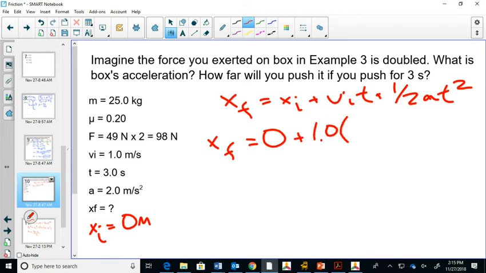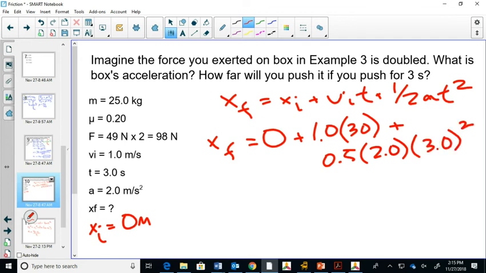1.0. How long are we going for? 3 seconds. Plus, I'll move down here, 0.5 times, what's my a? 2, we just found it, times 3.0 squared. Just to remind you again, order of operations, because I can't tell you how many times I'm helping people and they don't do order of operations correct. Squaring the 3 first, right? Multiply the 3 pieces, multiply the 1 and the 3, and then add them together.